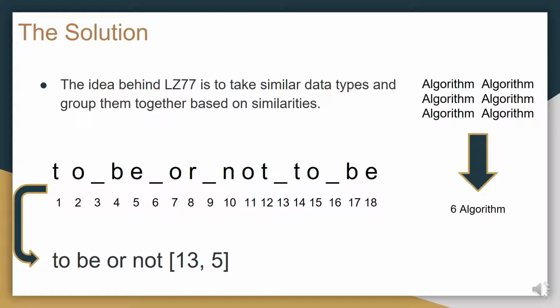The idea behind LZ77 is to take similar data types and group them together based on similarities. For example, we have the word algorithm over here. Instead of writing this, we can just write 6 algorithm to indicate that the word algorithm will be repeating 6 times.